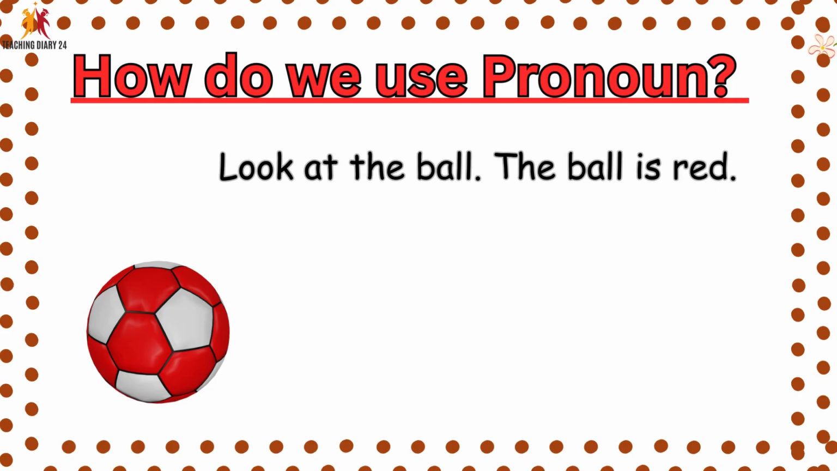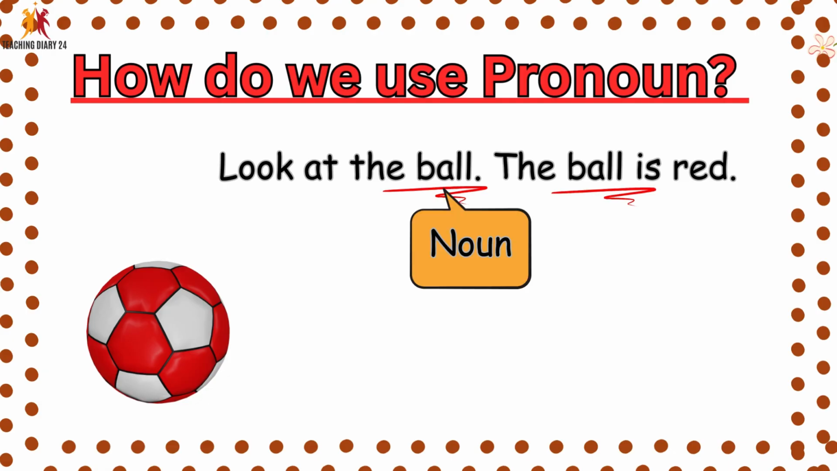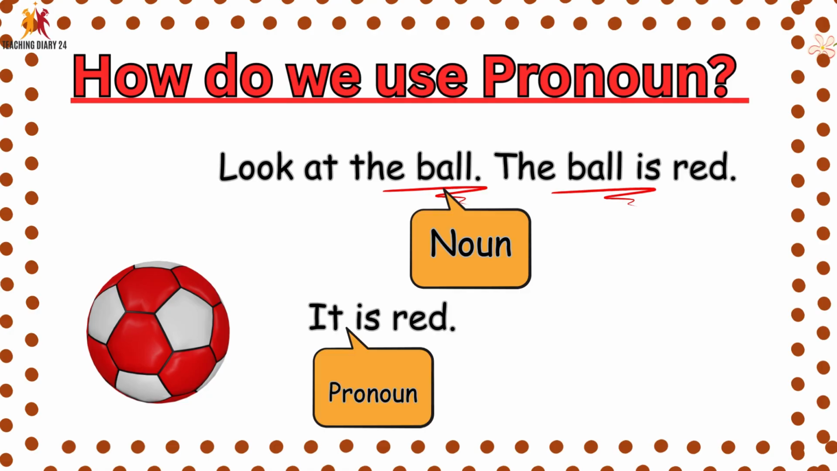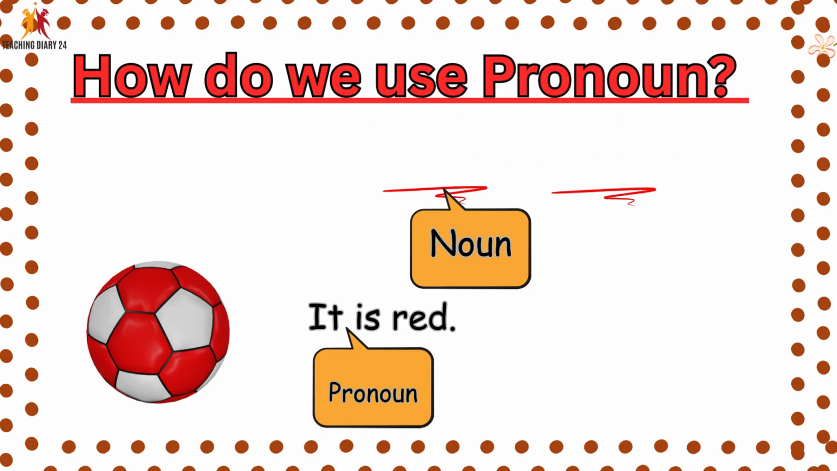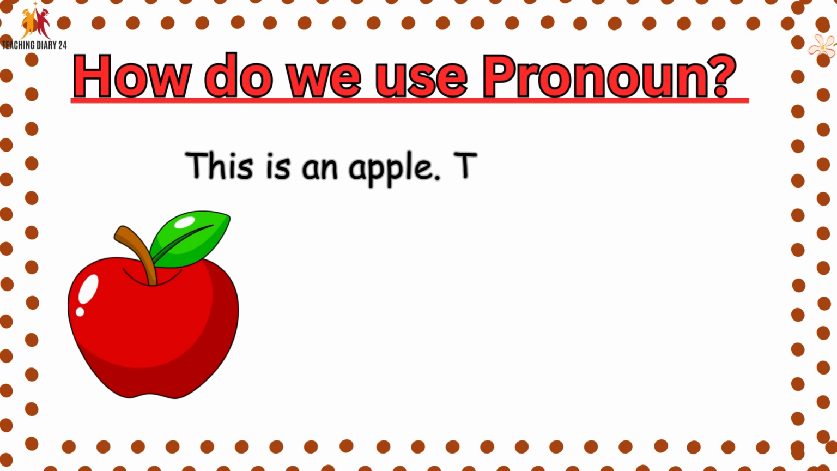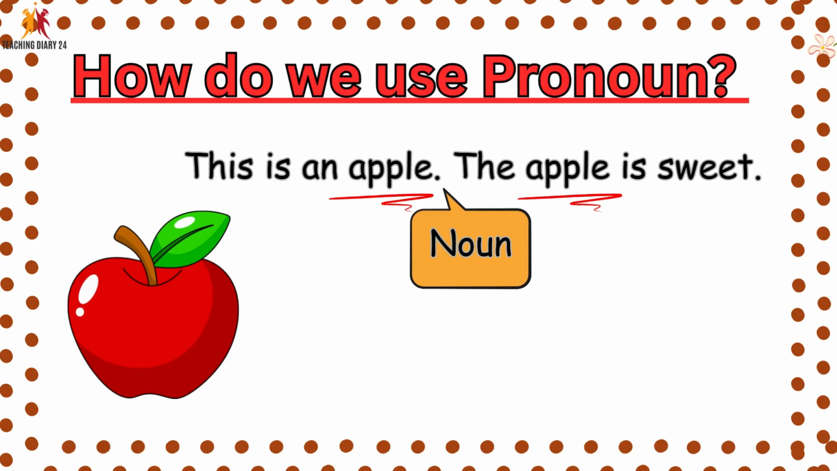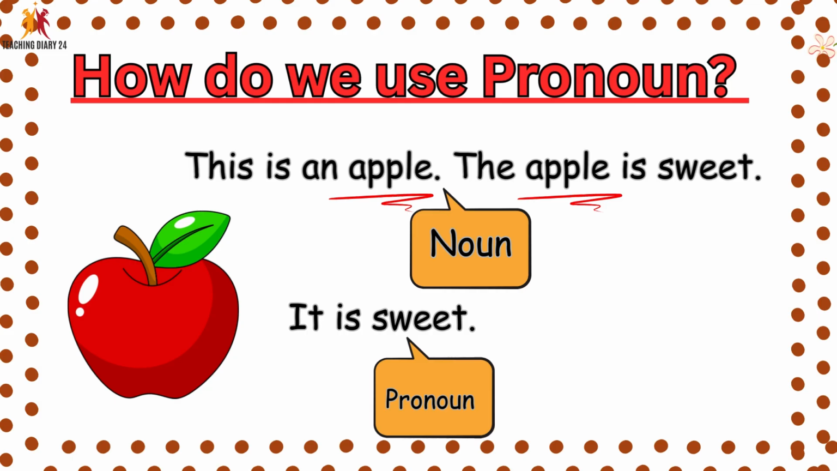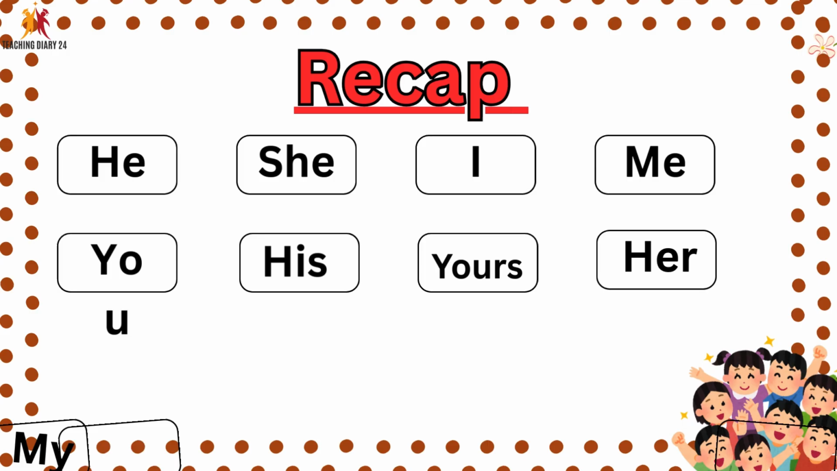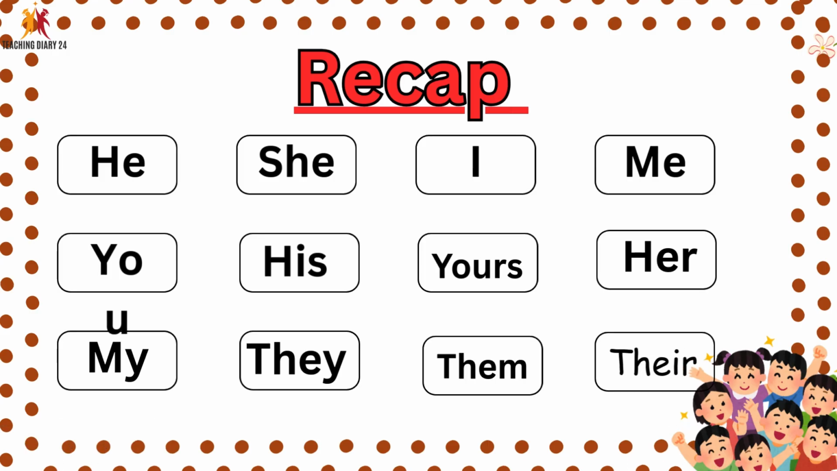Look at the ball. The ball is red. Ball is a noun and we can use it is red instead of the ball is red. This is an apple. The apple is sweet. Here apple is noun but we can use it is sweet instead of the second sentence, the apple is sweet. So see children, we use pronoun instead of noun.